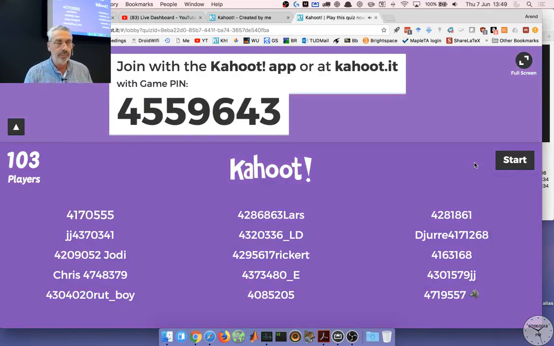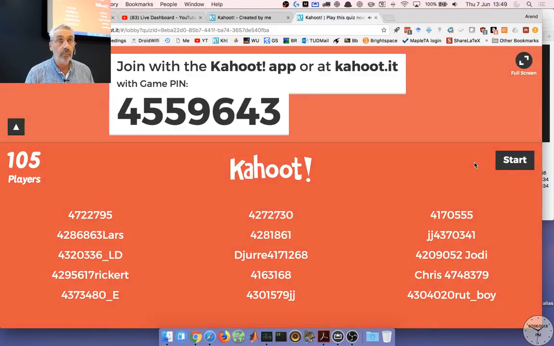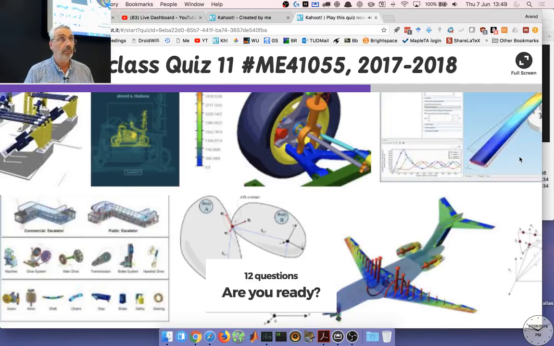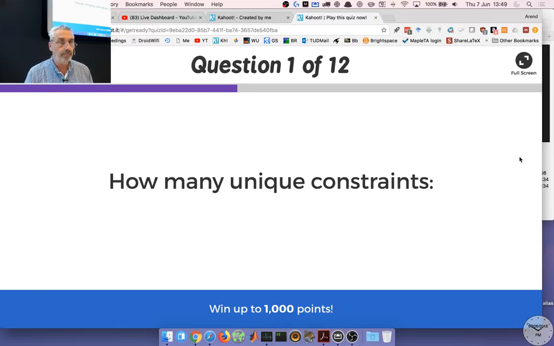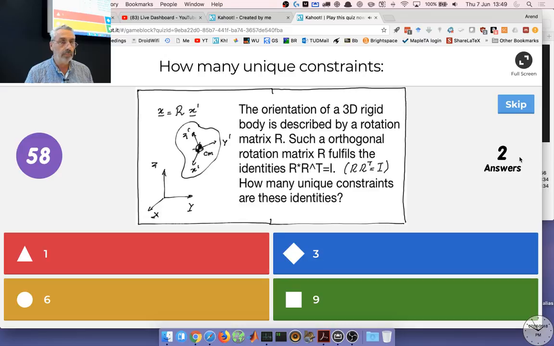Looks stable to me. Okay, let's start. This shouldn't be too hard, right? And please discuss. It's not so difficult, I guess.